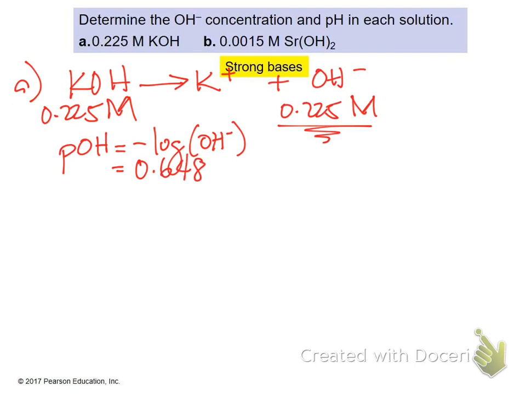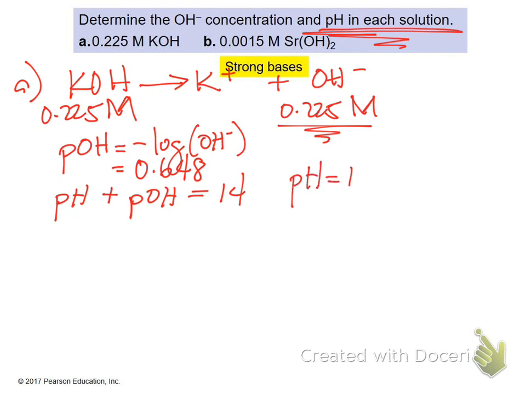And in order to determine the pH of the solution, we know that pH plus pOH, from the previous lecture, is equivalent to 14. So that means that pH is equivalent to 14 minus the pOH that we calculated, 0.648. And we get a pH value of 13.35. So you can tell that it's a basic solution because the pH is greater than 7.